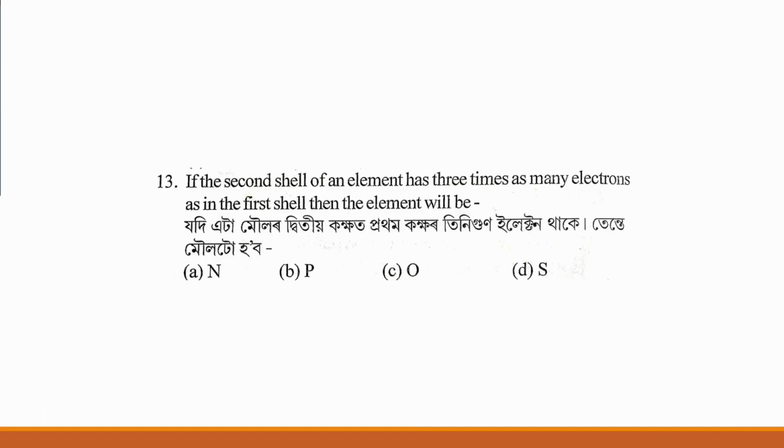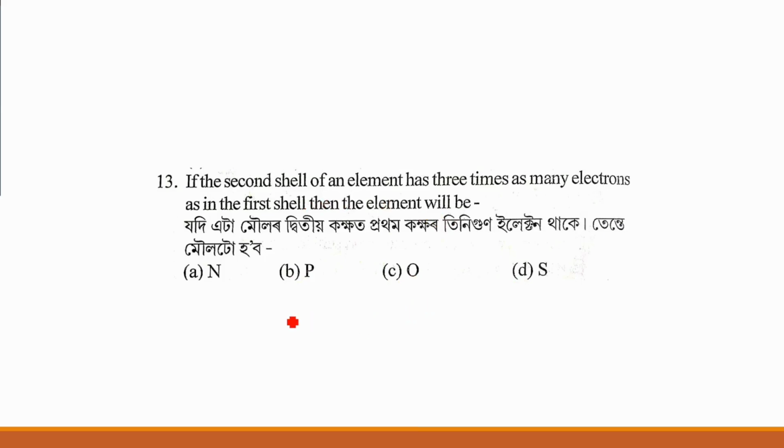Question number 13. If the second shell of an element has 3 times as many electrons as in the first shell, then the element will be: A, nitrogen; B, phosphorus; C, oxygen; D, sulfur.